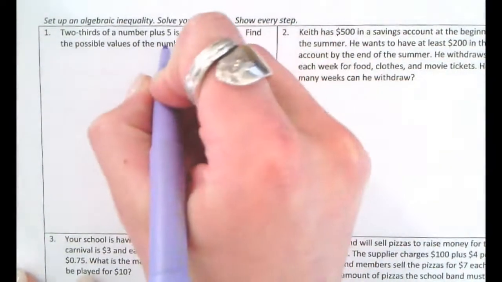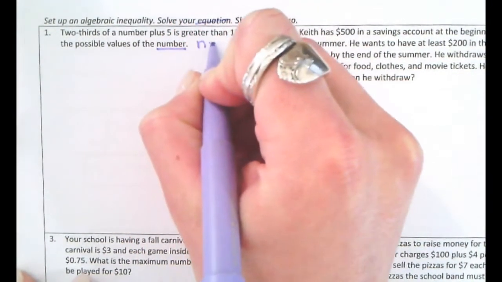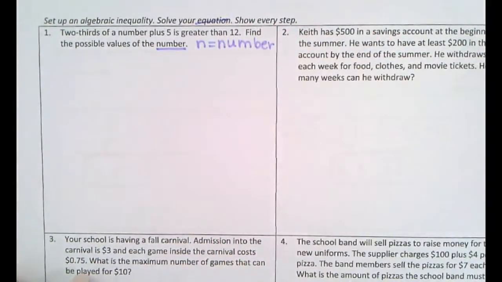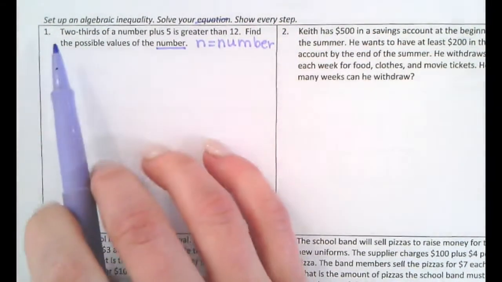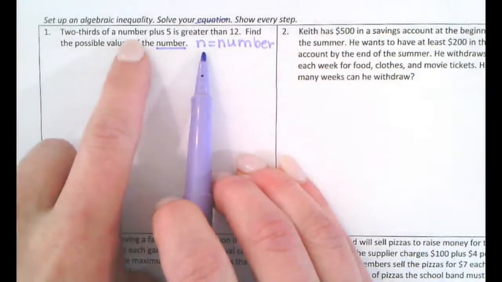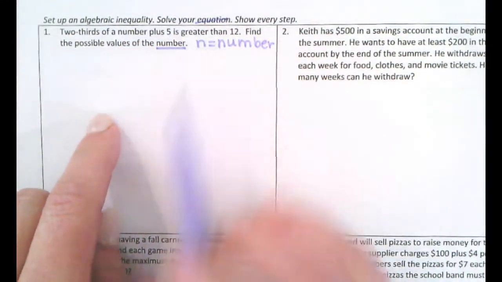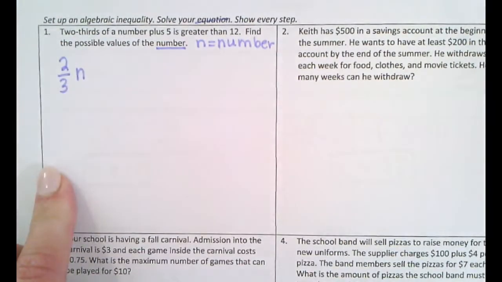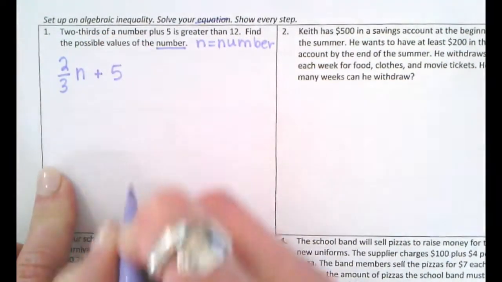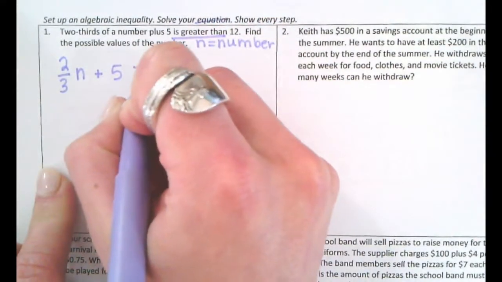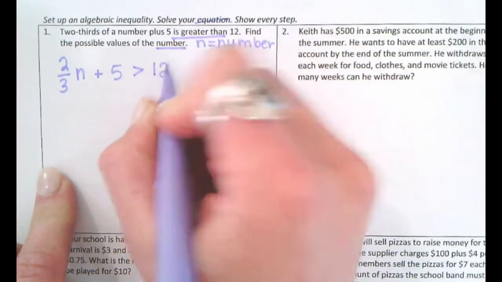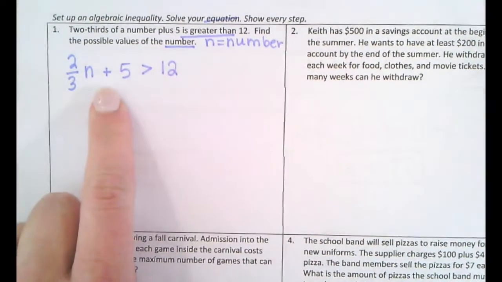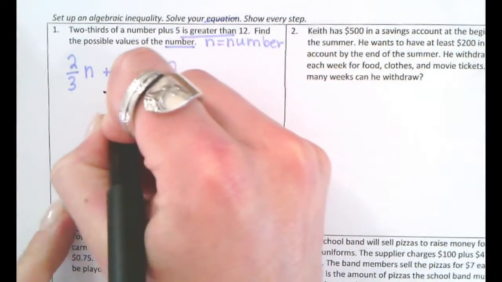Just like yesterday, I'm going to set my unknown to what the question is asking. So I'm going to use n for a number. Then I'm going to set up what it's told me. 2/3 of this number plus 5 is greater than 12. So 2/3 of a number plus 5 is greater than 12. And then we just have to solve our problem. So our two steps here would be first to subtract 5 from both sides.